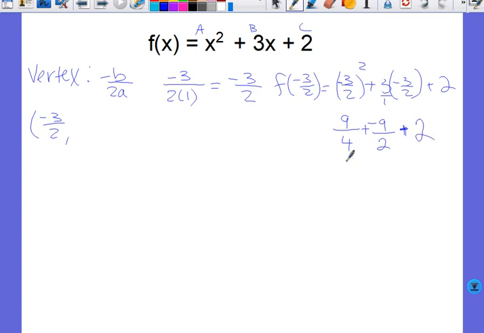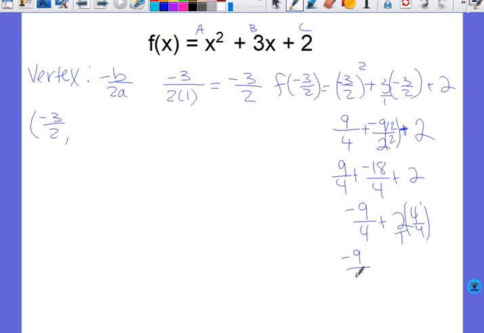In order to combine fractions, I need common denominators. So the least common multiple of these two would be 4. If I multiply this by 2 over 2, I'll get 9 fourths plus a -18 over 4 plus 2. That gives me -9 fourths plus 2. And then I need my 2 to become fourths, so I'll multiply that by 4 over 4, which means this needs to be a 1. And that will give me -9 over 4 plus 8 over 4, which equals -1 over 4.